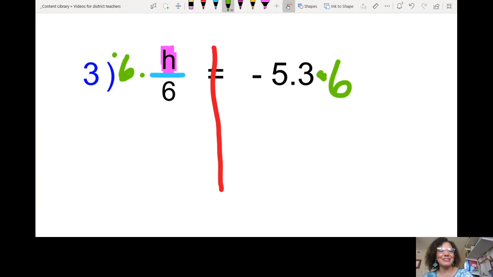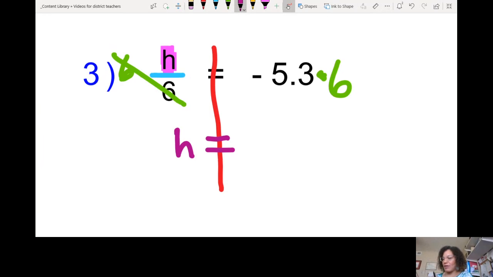So these two cancel out. So what do I have left on the left side? The H, just like I want it, equals, handy dandy calculator. We have negative 5.3 times 6. And that gives me negative 5.3 times, don't forget that negative was not there last time, 6 equals negative 31.8.